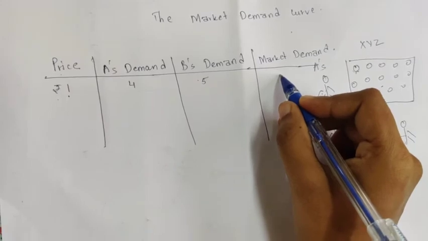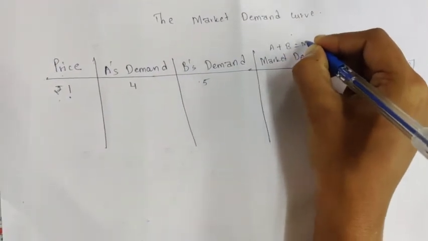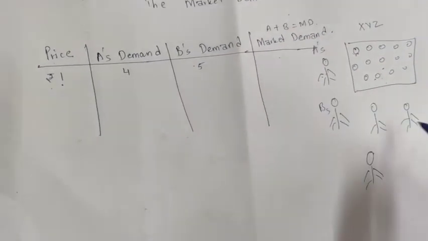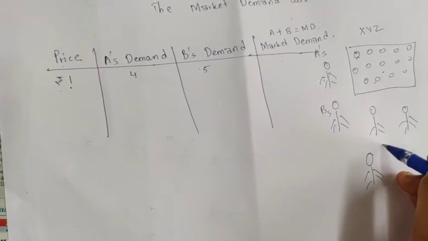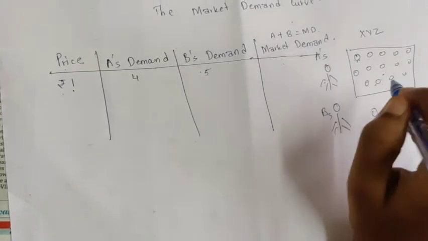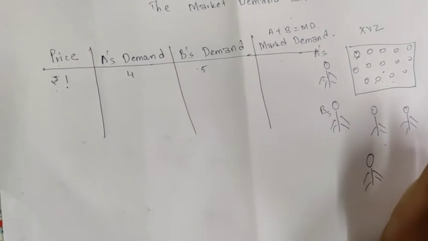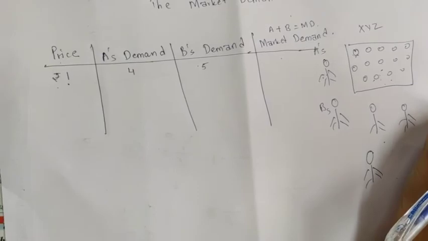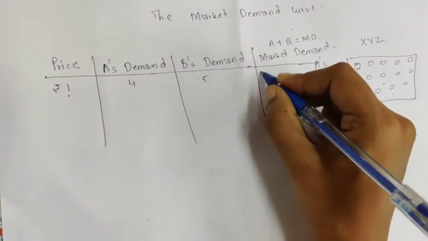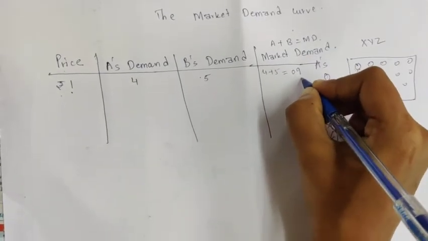Now how to calculate market demand: A's demand plus B's demand will give you market demand. When we combine everyone's demand in the market, we get market demand. Suppose for this ice cream we have 1,000 or 2,000 buyers. When we sum up everyone's demand, we get market demand. So 4 plus 5 will give you 9. So 9 is your market demand.